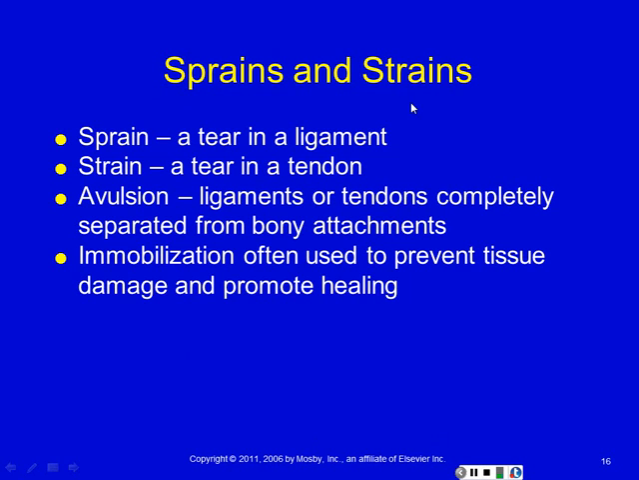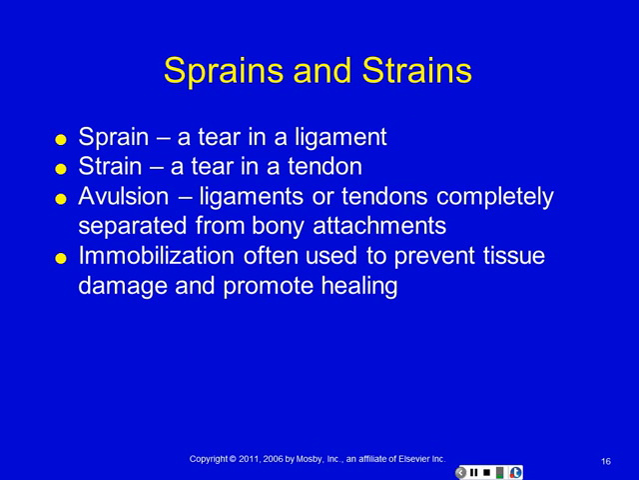All right. Sprains and strains, these are specific words, and people have a tendency to really butcher this short little vocabulary. So a sprain is a tear in a ligament. A strain is a tear in a tendon. So think muscle strain, not sprain.